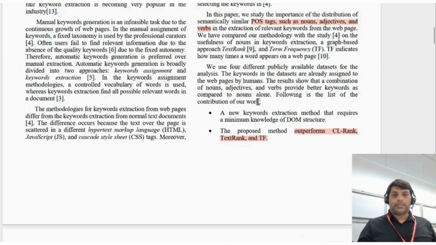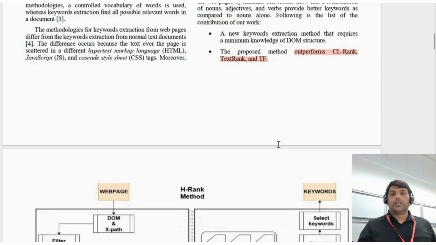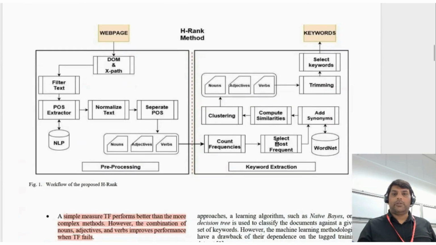And our method was special because it was fast and it also outperformed CL rank, another related state of the art method that was available in the literature. It outperforms CL rank, text rank, and term frequency. Three methods we compared. We had a systematic review. This is an overview of the HRANK method. This is called the workflow diagram of the paper. So we just input a web page and we get a set of keywords in the end.